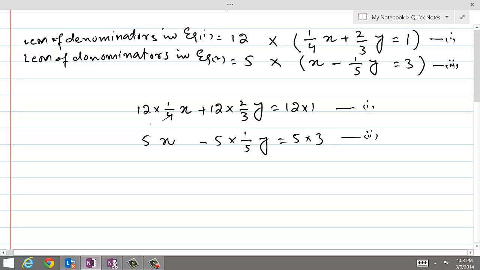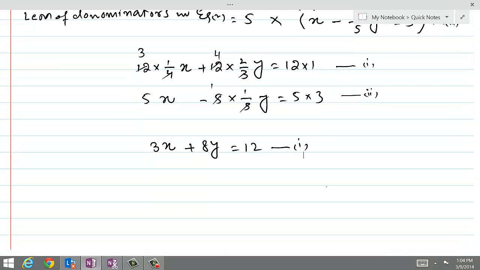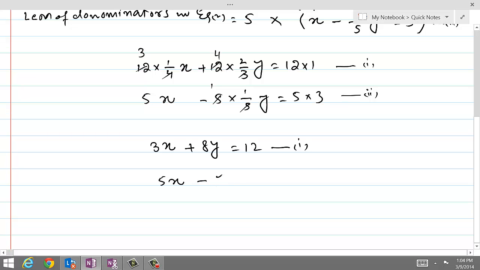And if we multiply, 4 threes are 12, giving us 3, 4 times 12 is 12, and 5 times 1 over 5 is 1, and the simplified system can be written as 3x plus 8y is equal to 12. That is equation 1. And the second equation which we have here is 5x minus y is equal to 15. That is equation number 2.